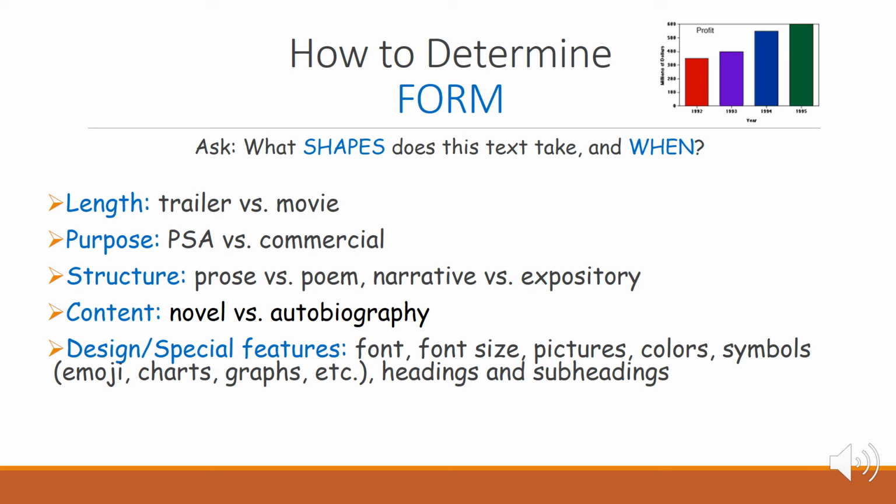And let's come back to design and special features again. Certain texts just have certain restrictions. For example, a tweet, you can only put so many characters in there. You can probably fill it up with emoji. Reports and scientific abstracts generally have charts and graphs, whereas other types of communication don't. Business documents have headings and subheadings so that busy executives can get right to the information that they want at that time. And you'll use a different font size, different balances of pictures, colors, and symbols for those as well.